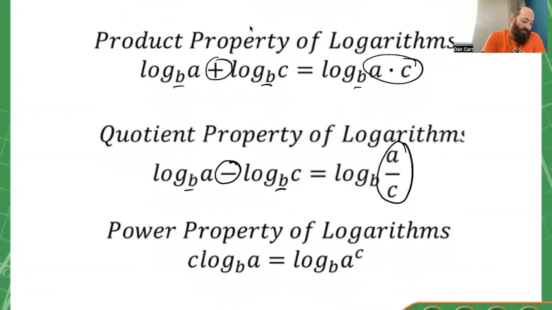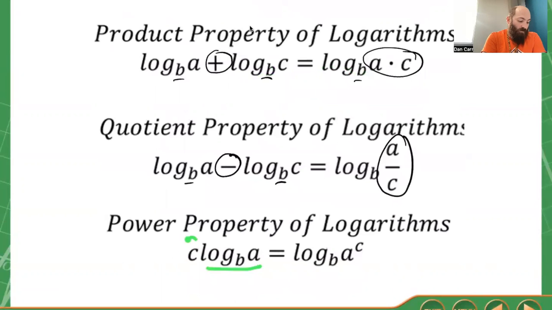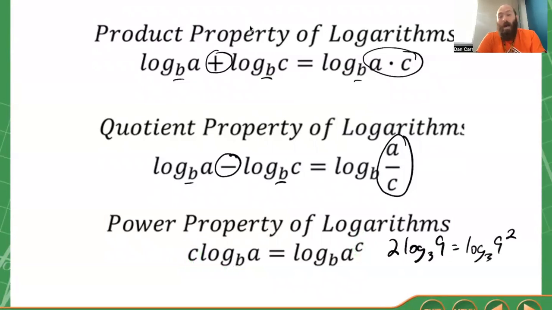The other part of this is if I am multiplying log base b by some number, that is the same as taking that c as an exponent for my argument. So you'll see how these work on some of these other problems, but a very basic example would be if I take 2 times the log, we'll say base 3 of 9. That's the same as taking log base 3 of 9 to the second power. That's all it is. So we just take this right here and move it over there.